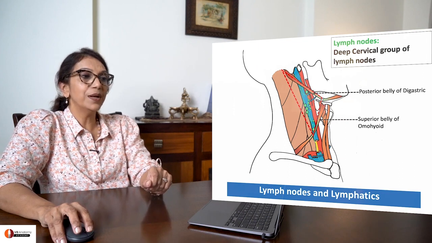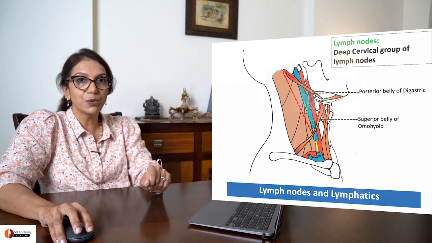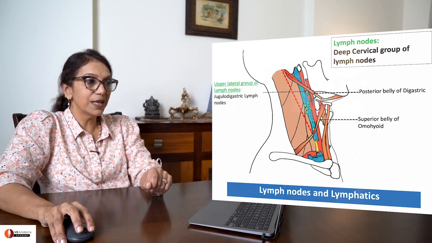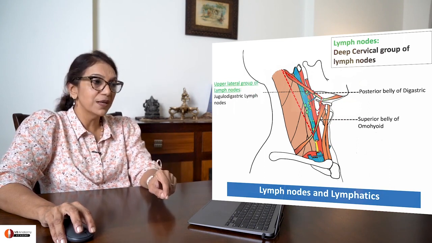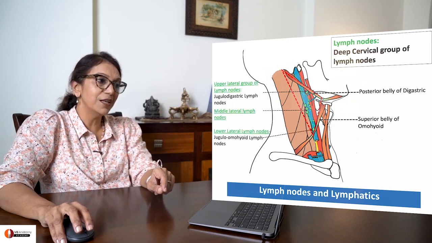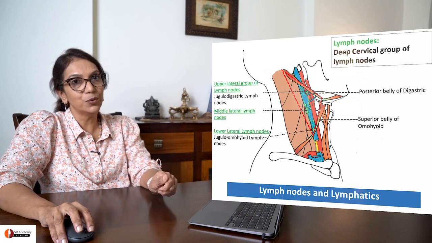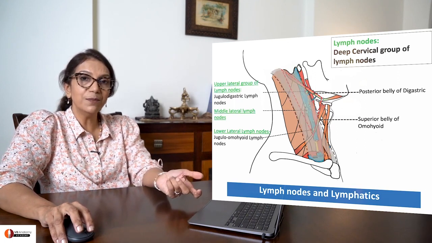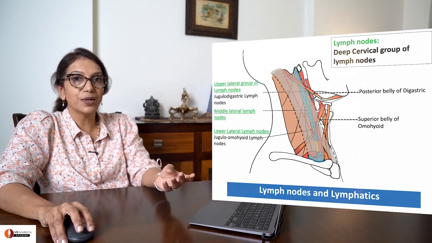These lymph nodes are called as deep cervical group of lymph nodes. Okay, these are divided into an upper lateral group containing jugulo-digastric lymph nodes, a middle group, and a lower lateral group of lymph nodes containing jugulo-omohyoid lymph nodes. All this lies under the cover of your favorite muscle, which one? Sternocleidomastoid.